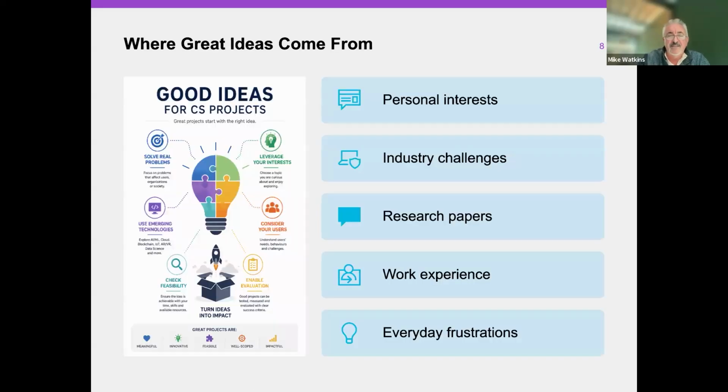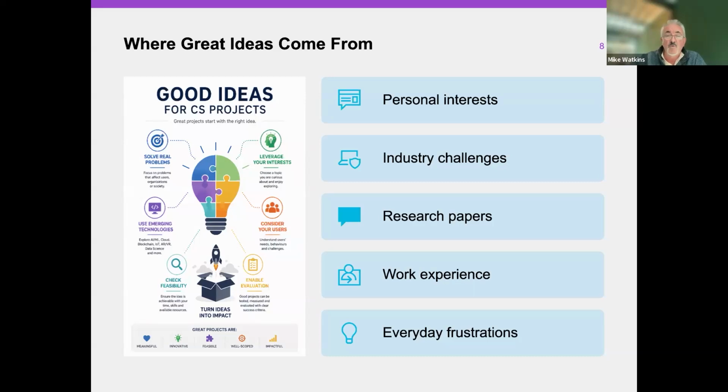One of the first things that students struggle with is they say, well, how do I get a good idea? A good idea comes from something that you're personally interested in. Are you interested in exploring a technology? Are you experienced in a certain technology? Are you interested in a certain aspect of industry? What problems exist within that aspect of industry? What challenges exist? Are you interested in looking at some research and going, I'm really curious as to whether I could do something better than that, or can I approach that research in a different way?